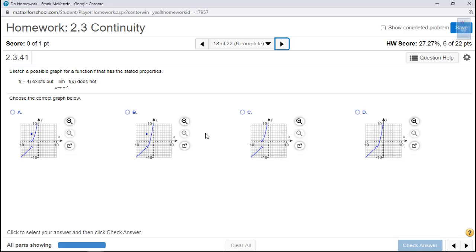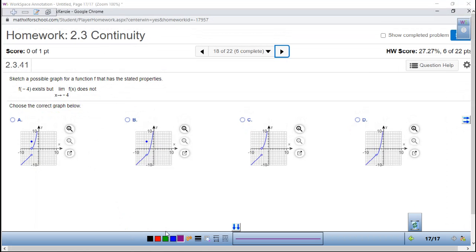All right, so for this one, they want you to sketch a possible graph for the function f that has stated properties. You don't have to sketch a graph, you just got to find the graph that fits. So f of negative 4 exists, but the limit does not exist. All right, so here the limit doesn't exist, but the function does exist. The function has a value at negative 4, but the limit does not exist at negative 4. Now, that is true, and guess what you could have also done? You could have also, instead of having it come all the way down here, you could also have done that. The limit still doesn't exist, but the function still does at negative 4.